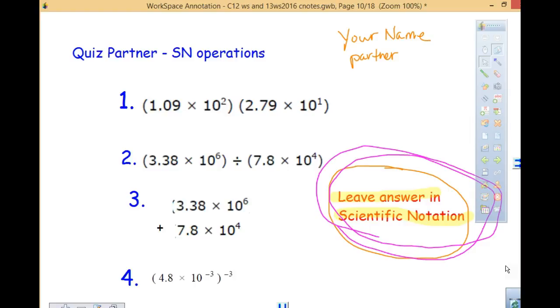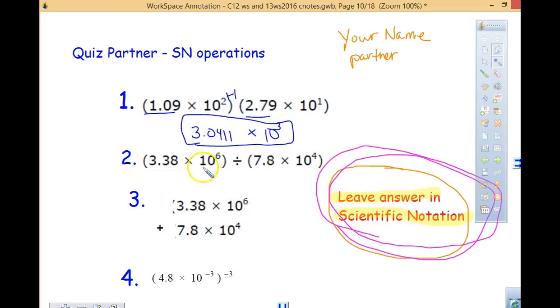I was looking at question number 1, and as I looked at that, I should have seen that you multiplied the 2 numbers together. So when you multiply the 1.09 times 2.79, I should have had an answer of 3.0411. And then I should have added the exponents 2 plus 1 and got 10 to the third. Already in scientific notation, done with that question.